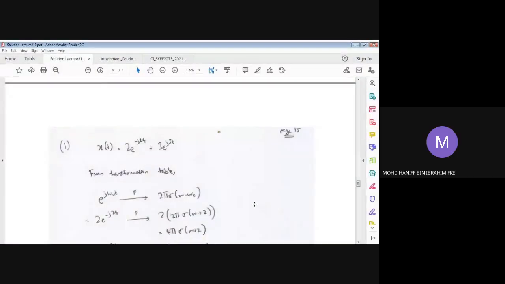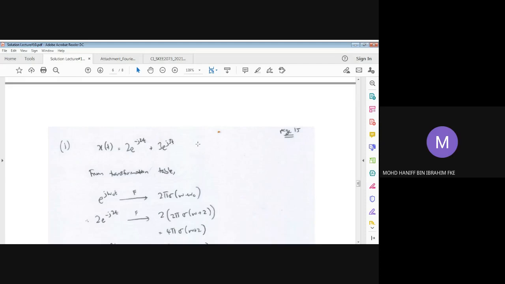Let's have a look then. This is case number 1. We have this x(t) function, which is 2 exponential negative j of 2t plus 3 exponential j of 3t. So we have two signals here: exponential negative j 2t, and exponential j of 3t.